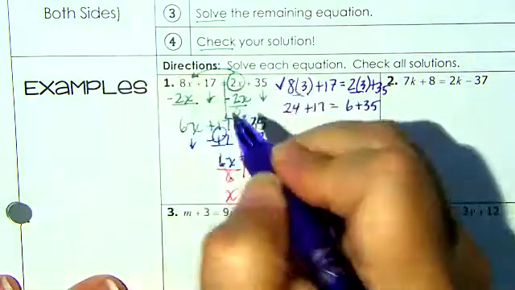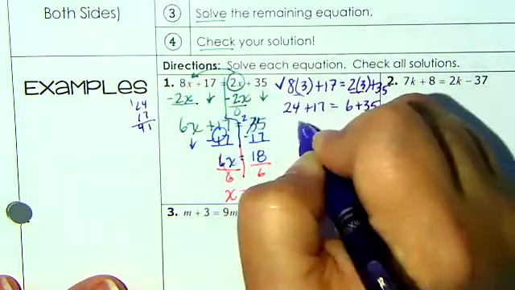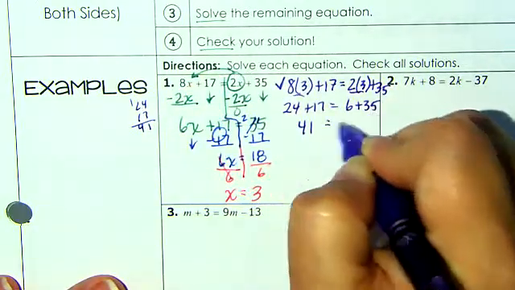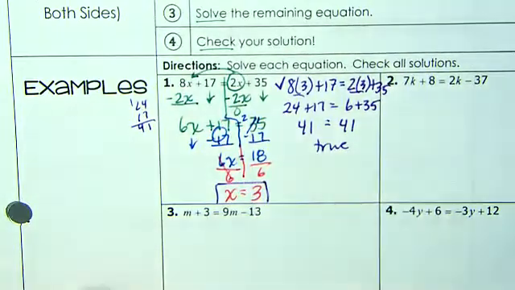Oh, drawing a blank here. 24, 17, 41. There we go. So I have 41, and 6 plus 35 is 41 as well. This is true, so therefore this is my correct answer.